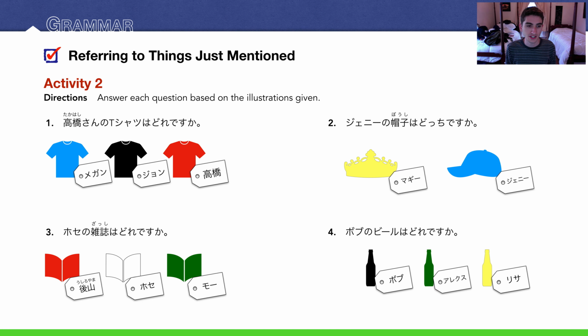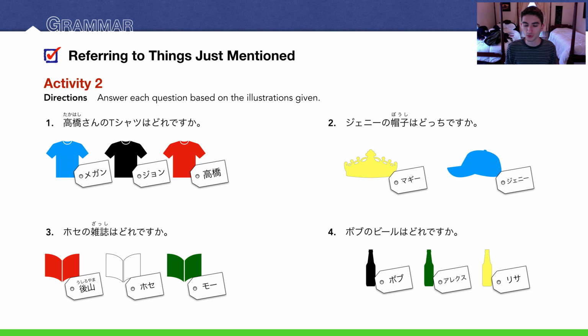All right, number 3, Hose no zashi wa dore desu ka? We have a red, a white, and a green zashi magazine. Do you remember that word? We have one that belongs to Ushiro Yama-san, and then Jose's magazine, which is in white, and then someone named Mo. So Jose's magazine is white. So how do we say the white one in Japanese? Shiroi no. Shiroi is white. No is the one. Shiroi no desu.